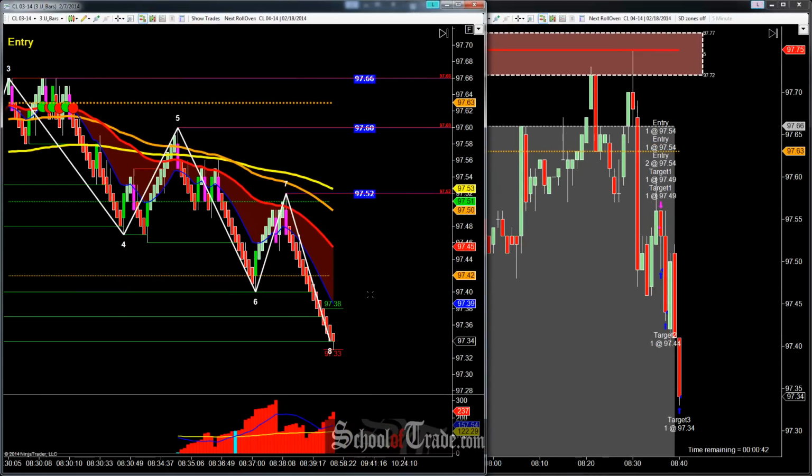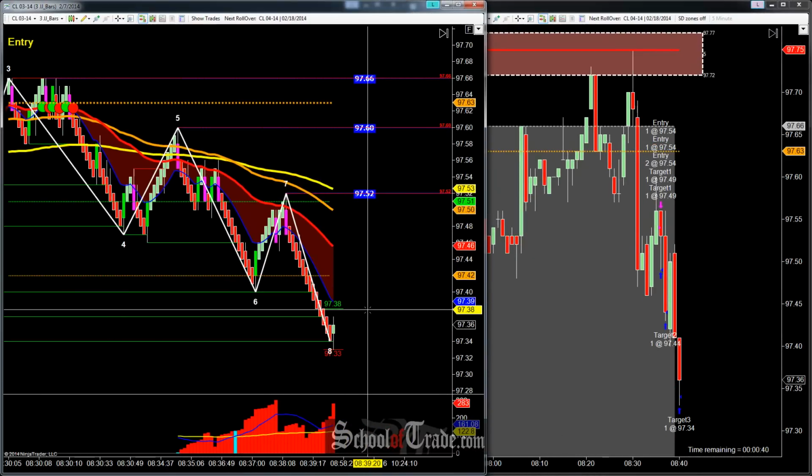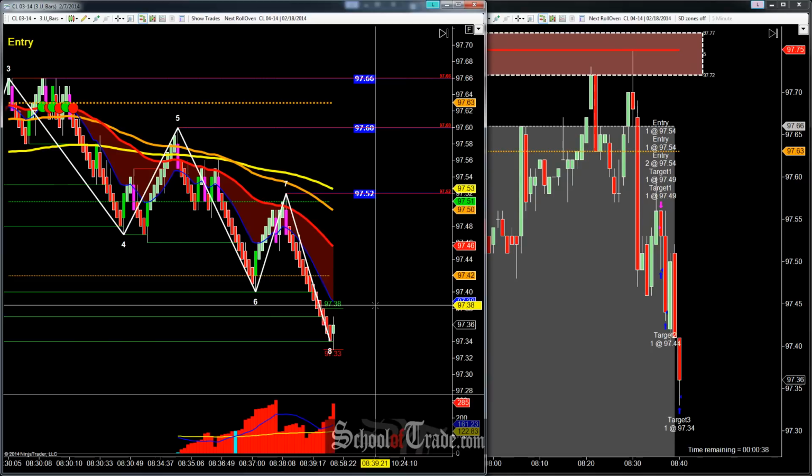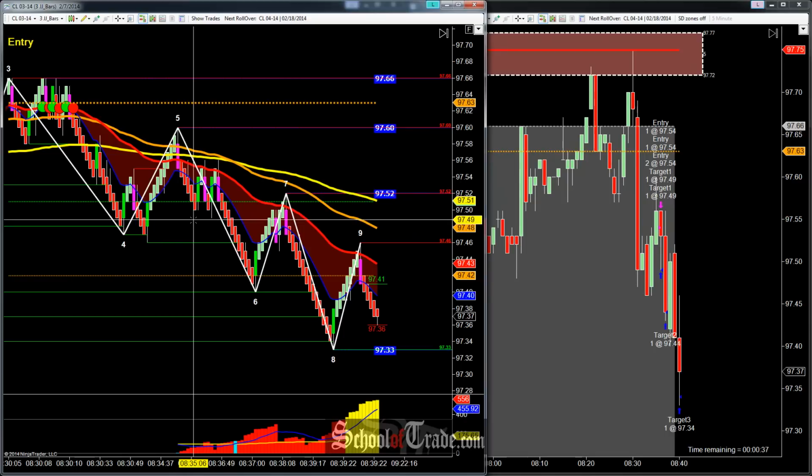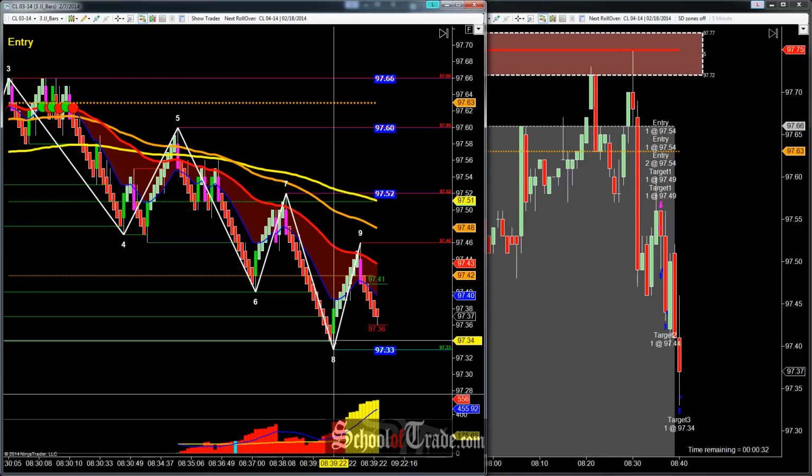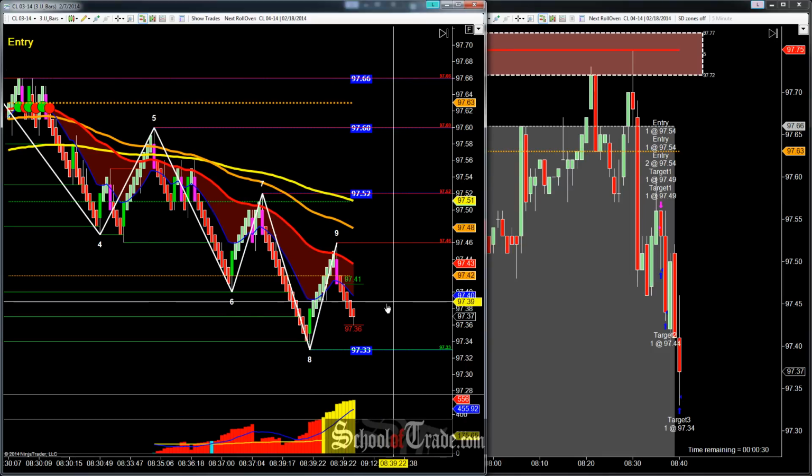All right, we're getting close, and we actually just filled our target. Perfect. So overall, really nice trade. We've had $400 on this. Took the first target off, 2 contracts at 5 ticks for a total of 10. Then we took the next one off at 10 ticks for a total of 20, and then the final target off at 20 ticks for a total of 40 ticks or $400.